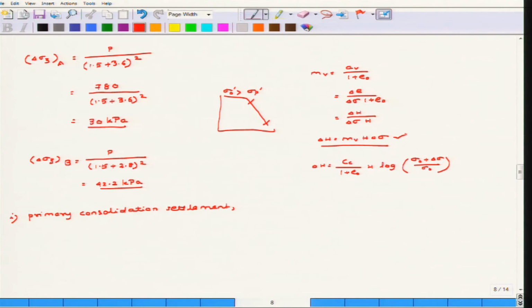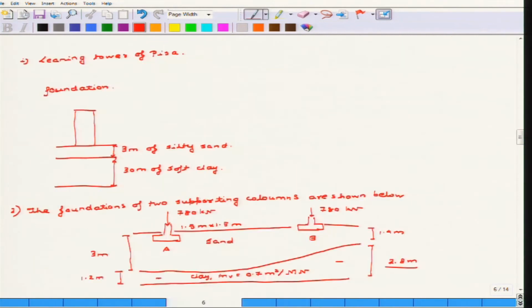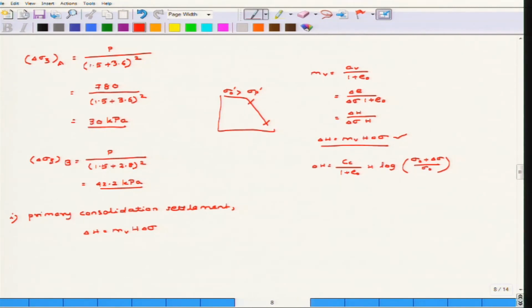So, here we are going to adopt the method of MV, or the coefficient of volume compressibility method. So, delta H is equal to MV into H into delta sigma, because MV is already given to us in the question. MV is 0.7 meter square per mega Newton. So, delta H for footing A will be equivalent to MV into H into delta sigma. So, 1.2 into 0.7 into 10 to the power minus 3 into 30.